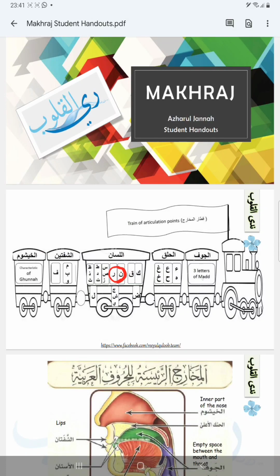We have already done the letters of al-jawf, the maddiya letters. We've already done the letters of the throat, the halqi letters. We have done kaf and qaf from the tongue, and jim, shin and ya from the tongue as well. So inshallah ta'ala, today we will look at Nun and Ra.